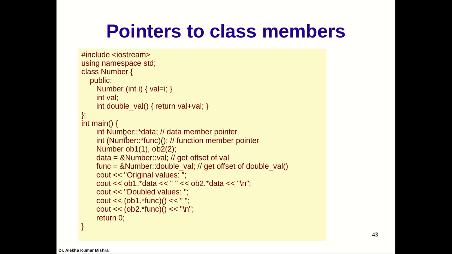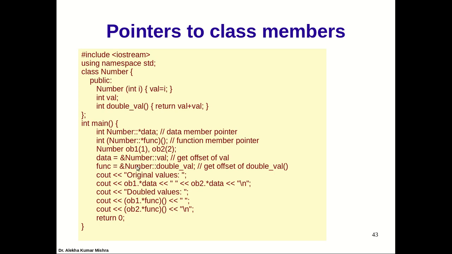Now this data pointer which I have already declared needs to hold the address of one of the data members of the number class. So what I will do right now is data equal to ampersand of number scope resolution operator val. Now data actually gets the offset, because normally we refer to one object via its starting address of the object, right?